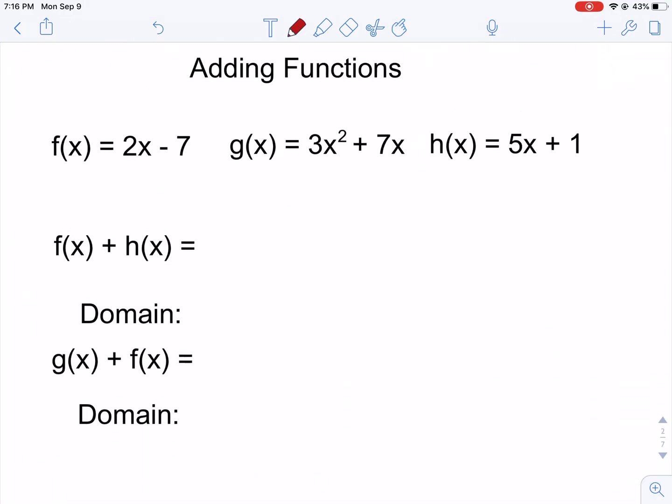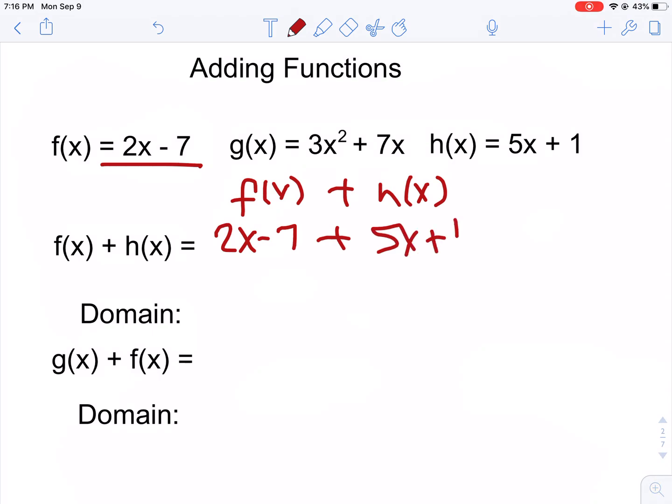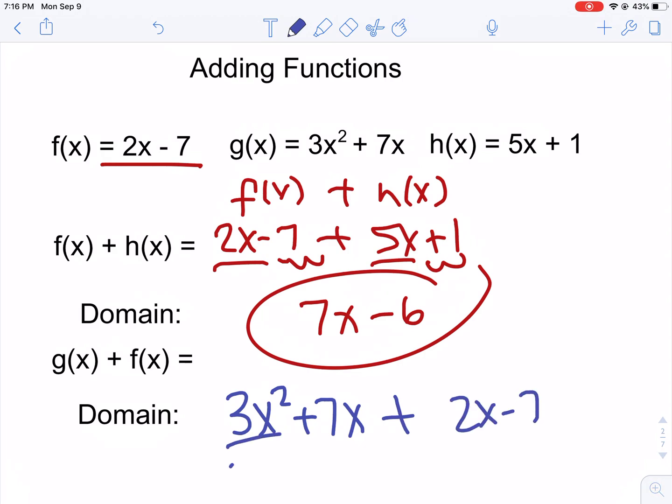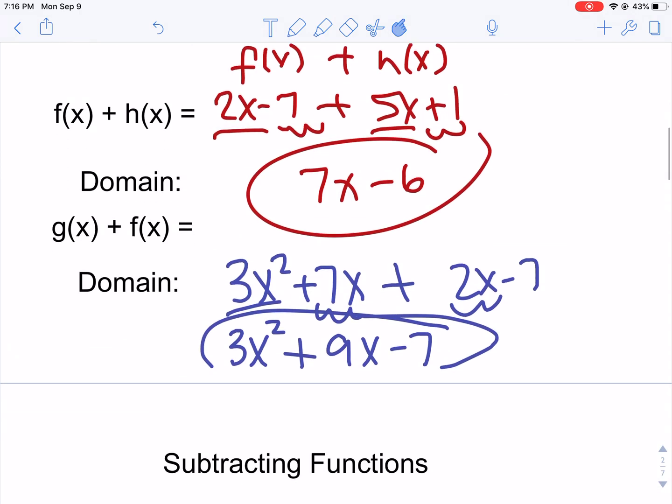Okay, so we're going to add first. The first one says f of x is 2x minus 7, and we are going to add h of x, which is 5x plus 1. So we are just going to combine like terms. We get 7x, and then minus 7 plus 1 is minus 6. So 7x minus 6, and that's the answer. Okay, g of x, if we do that one, 3x squared plus 7x, and then we're going to add f of x, which is 2x minus 7. Combine like terms, so 3x squared, the 7x and the 2x combine to give me 9x, and then don't forget the minus 7 at the end.